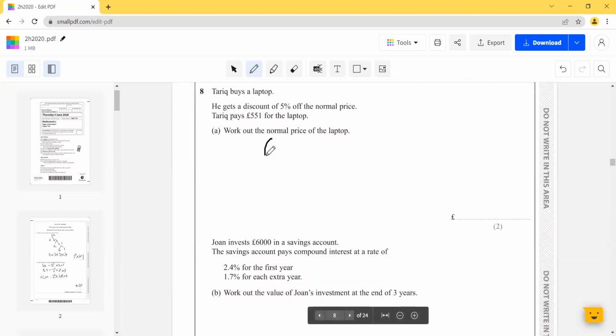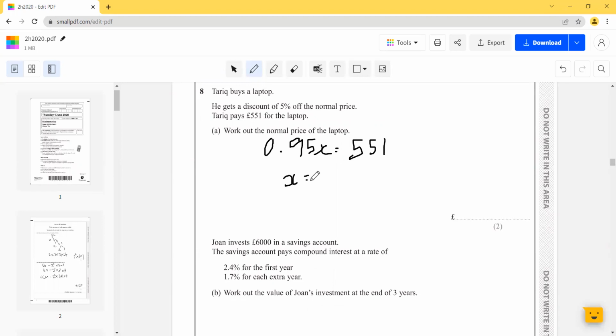Okay, so he gets 5% off, so he's paying 95% of the price. So you can write 0.95 times x is 551. So x must be 551 over 0.95. Use the calculator to do it, and you will get 580.